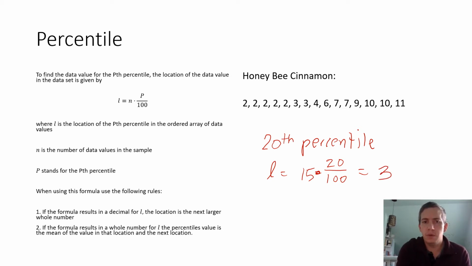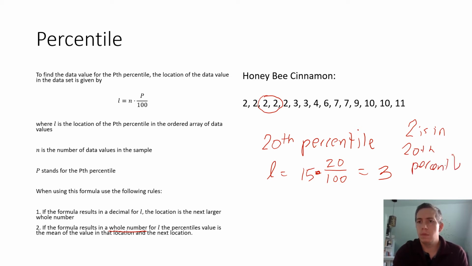Now, because I got a whole number, I need to take the arithmetic mean of the third number and the fourth number, the one in the next spot. So here I'm going to take the third number and the fourth number and take their mean. The average of 2 and 2 is 2. So 2 is in the 20th percentile. Because 2 is our mode, you actually see that 2 is in quite a few different percentiles, but we know that the value that's in the 20th percentile happens to be 2.